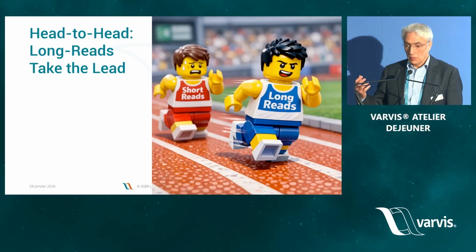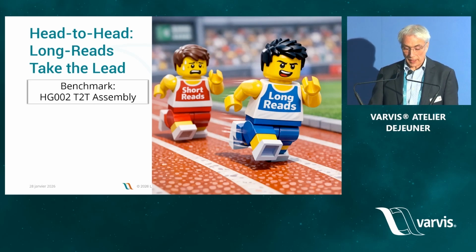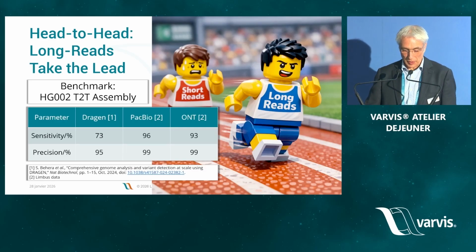We try to replace array diagnostics with short-read sequencing. And now that we have a new updated benchmark from the Genome in a Bottle project, HG002, the T2T assembly of that individual, we have a really very accurate source of information: what are the structural variants in that individual? And we can very nicely benchmark a multitude of methods with this assembly.